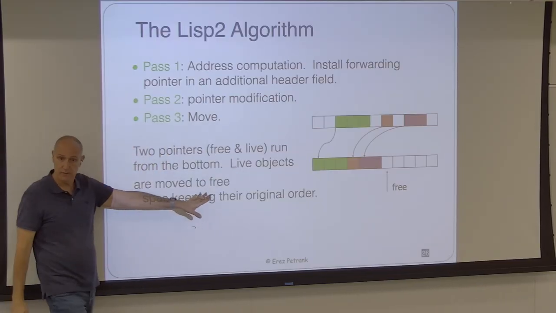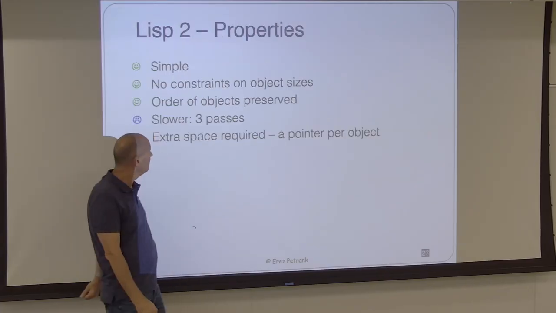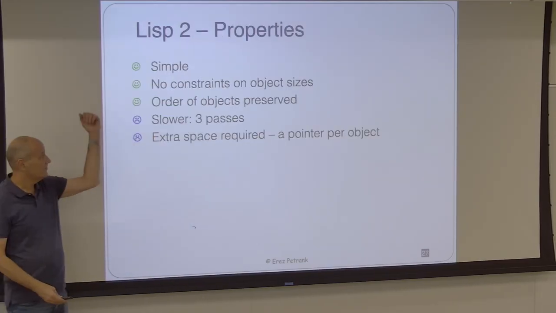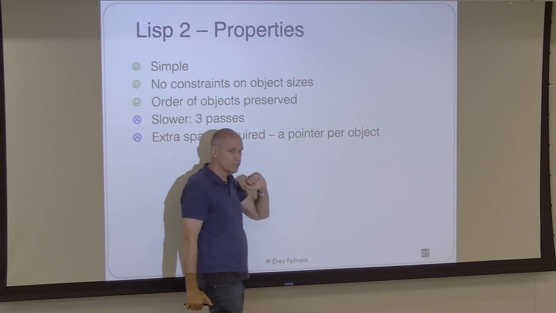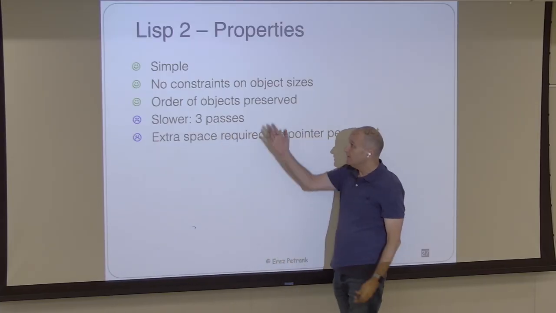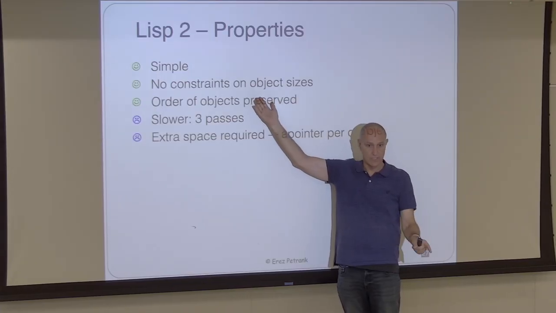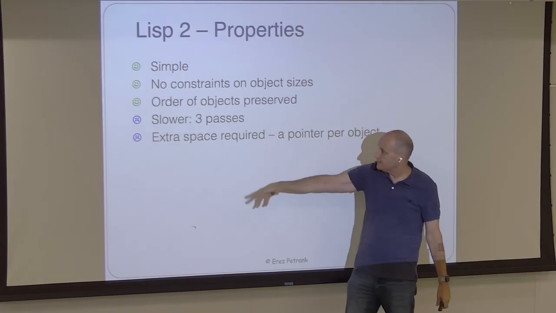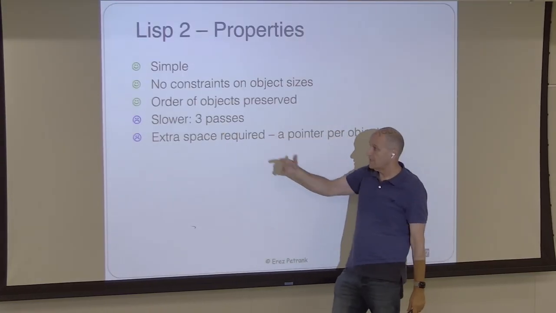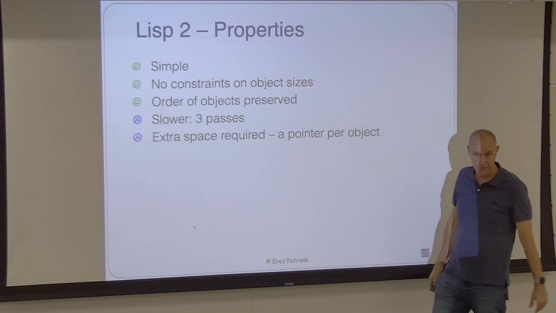Questions about this algorithm? Cool. So properties, it's very simple. There's no constraint on object sizes, which is good. The order of objects is preserved. This, we said, is crucial to let the program operate fast. And the problem is 3 passes and extra space for the forwarding pointer.